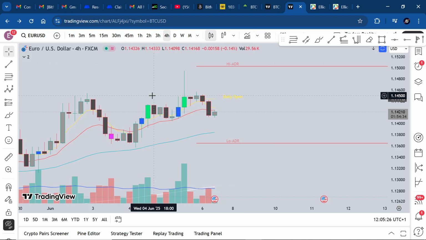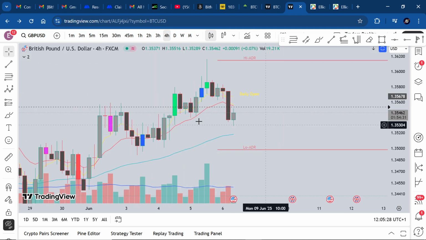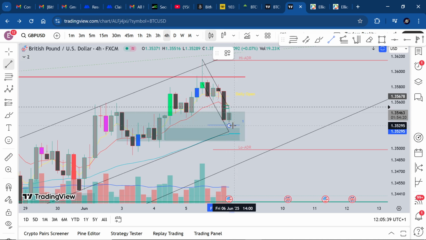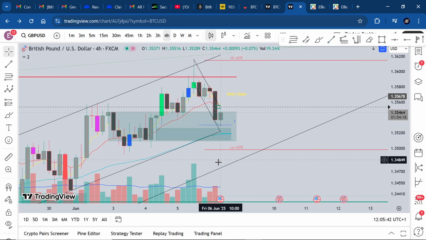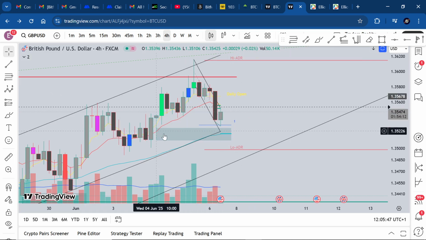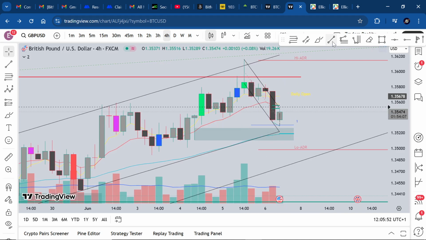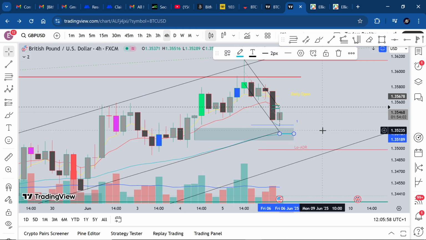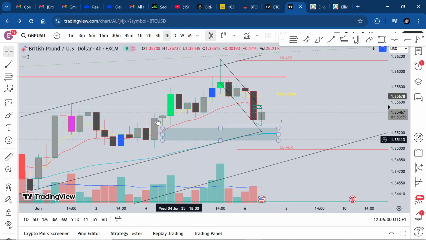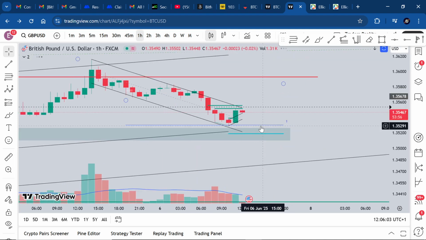So down to the pound, same thing. Grabbed liquidity into this demand that has already been mitigated. Price cannot come down below this low again if we are looking to continue price to the upside. Okay, if we're looking to continue with price to the upside, it can't close below there. So we could one more time come and wick this 50 EMA, which I've got this blue line there to mark it so I can see it on other time frames. Let's go to the 1 hour quickly.